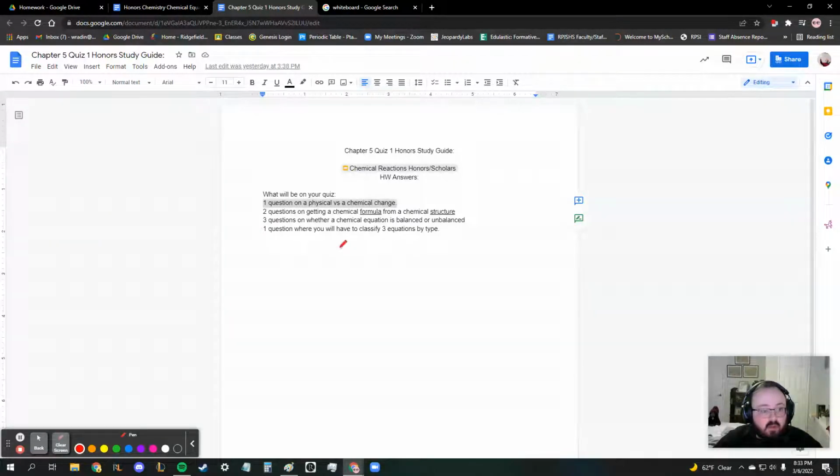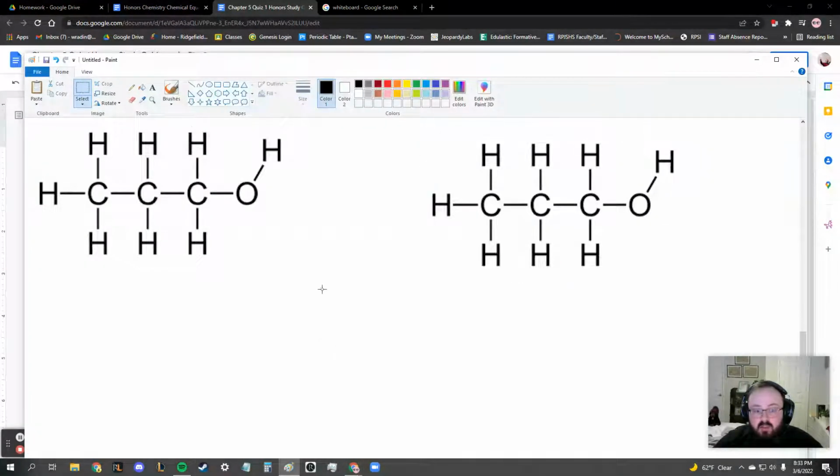Your second question is going to be getting a chemical formula from a chemical structure. So I'm just going to pull this up here. This is a counting game. Here you'll see examples like this on the homework, and you'll see an example like this on the quiz. All you have to do is count how many atoms of each element there are. I don't care what order you put them in. I will do what's most often seen. Let's count our carbons. 1, 2, 3. C3. Let's count our hydrogens.